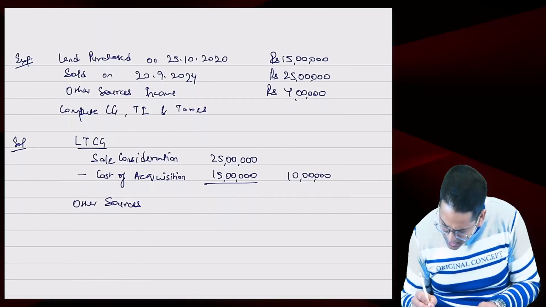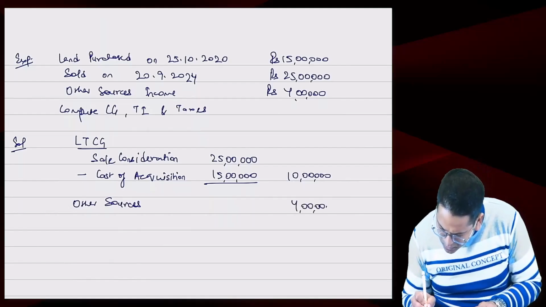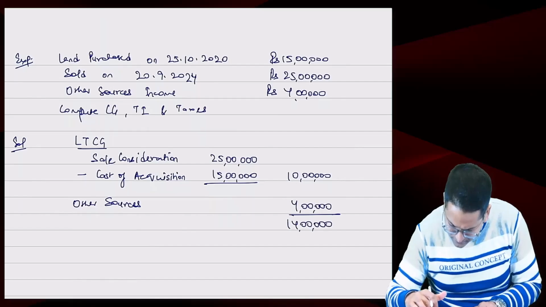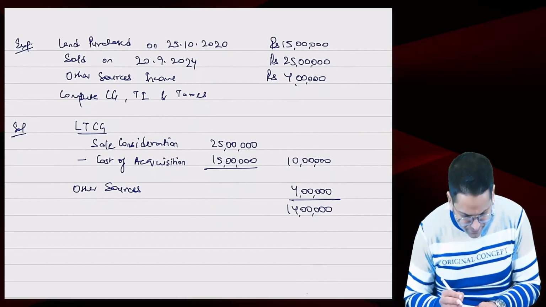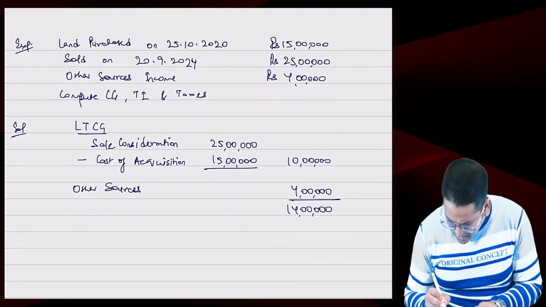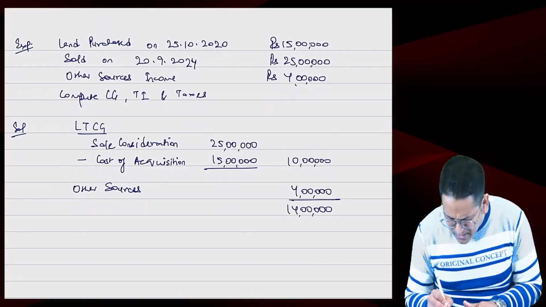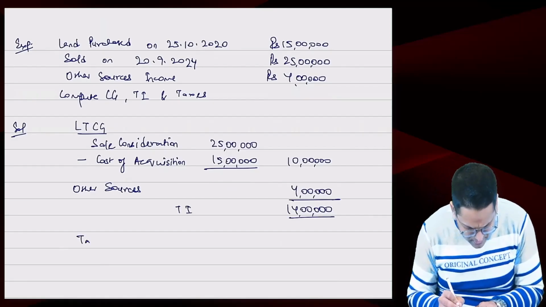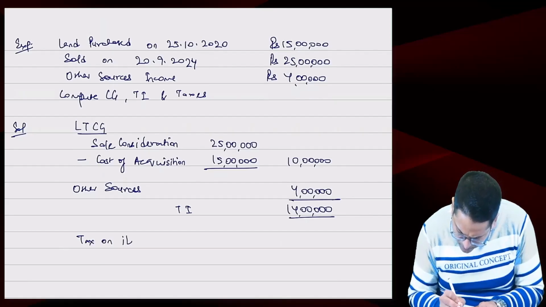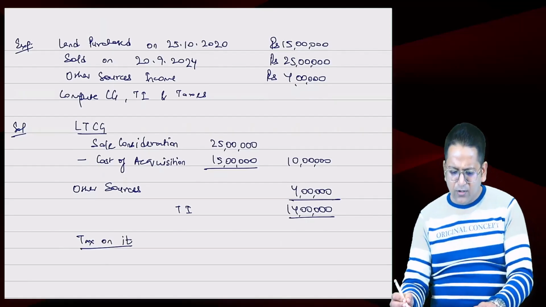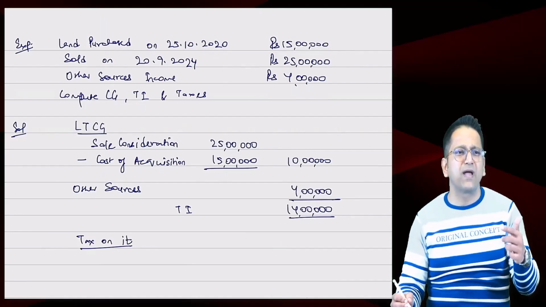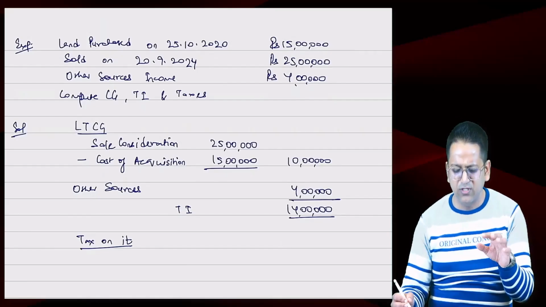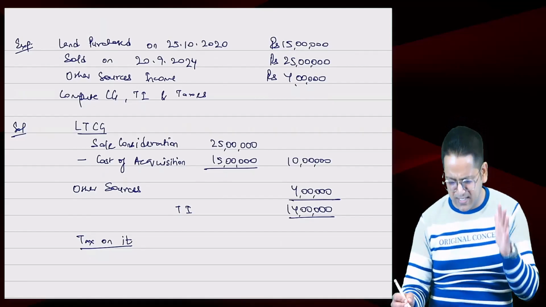How much from other sources? 4 lakh rupees. How much is this total? 14 lakh rupees. Okay. This is our total gross income. There are no deductions. So this is our total income. Okay. Now we'll calculate the tax. Tax on it. The 4 lakh rupees income from other sources is not subject to income tax on the first 3 lakh rupees. Then on the next 1 lakh rupees, there's 5% tax. So on 1 lakh rupees from other sources, there will be 5% tax.